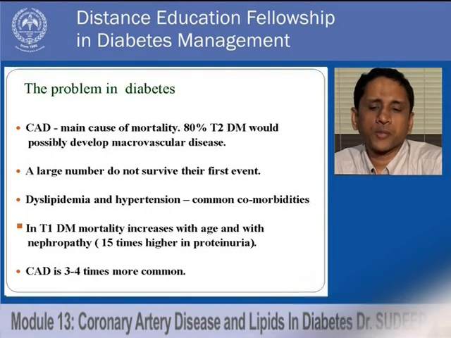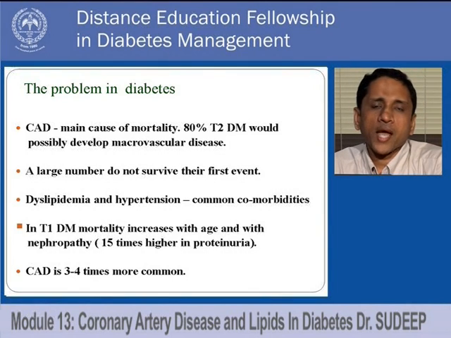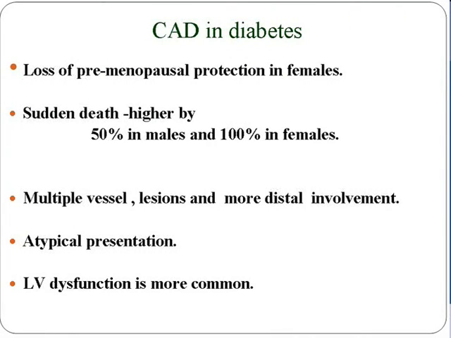Even in type 1 diabetic patients, where the survival has improved largely over the last decades, the main cause of mortality is cardiovascular disease in patients who have nephropathy. In those who have proteinuria in type 1 diabetes, the mortality is around 15 times higher due to coronary artery disease. Overall, in diabetic patients, coronary artery disease is 3 to 4 times more common compared to non-diabetic patients. Also, in females, the loss of premenopausal protection is found in diabetics. Sudden death is more common in diabetics, 50% higher in males and 100% higher in females.